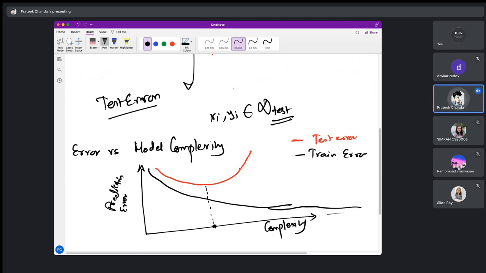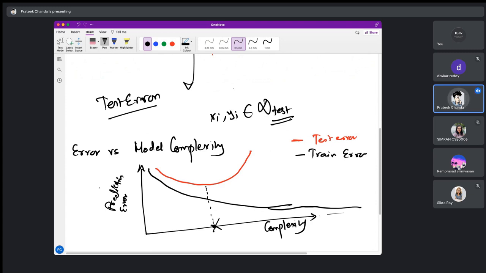But my test error actually increases, and this is a classic case of overfitting. I'm doing very well on my training data, and as a result my training error decreases as we increase model complexity. But once we have new test data out of the blue, it doesn't perform well and my test error starts to increase all of a sudden. So this particular point is a sweet spot, where I can stop my evaluation.